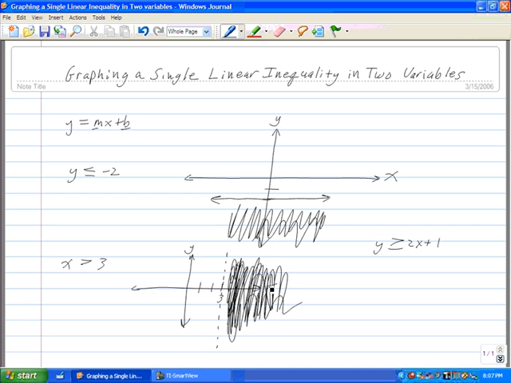So again, if you can get the linear equation drawn, you're most of the way there. The rest of it is just a matter of figuring out which side of the line to shade on.